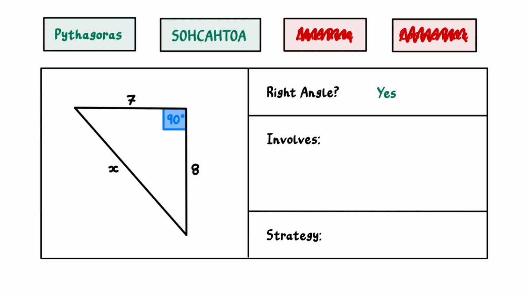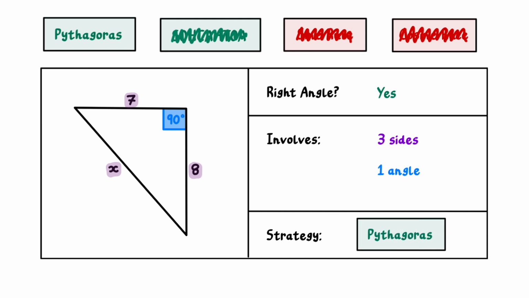Now, we should count how many sides and angles are involved, ensuring that we include both the unknown x and the right angle. We have 1, 2, 3 sides and 1 angle. SOHCAHTOA requires 2 sides and 2 angles, which we don't have. Pythagoras requires 3 sides and 1 angle, which is precisely what we have. So the winner here is Pythagoras' theorem.